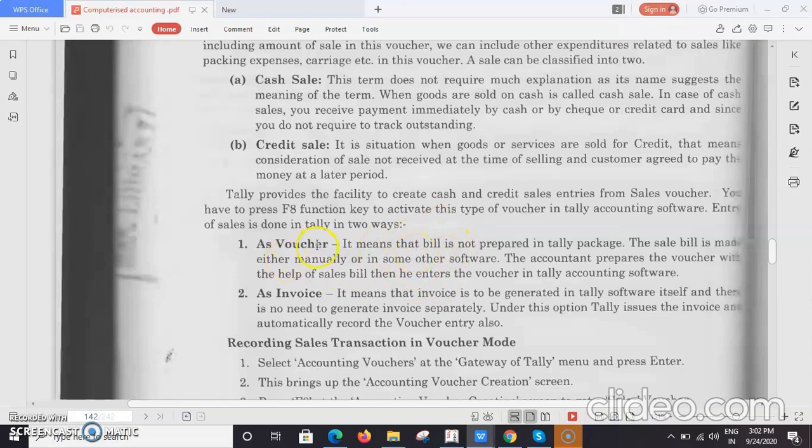I'll show what is voucher mode and what is invoice mode when we are doing a problem. That means actually we have a separate bill, physically maintained or in some other package, and we just make the entry in Tally. That's it. Invoice mode means the bill is not maintained separately. Everything we maintain in Tally only. So in that case we will use invoice mode. Voucher mode means not all the details will be there. Just the amount. That's it. Debit, credit, amount.